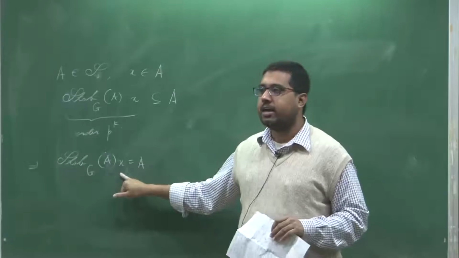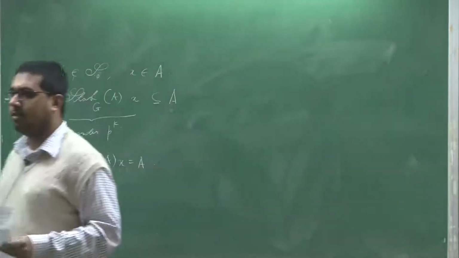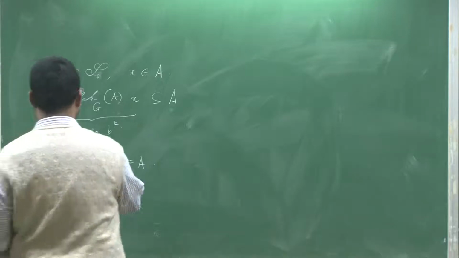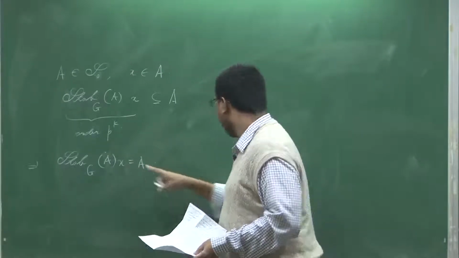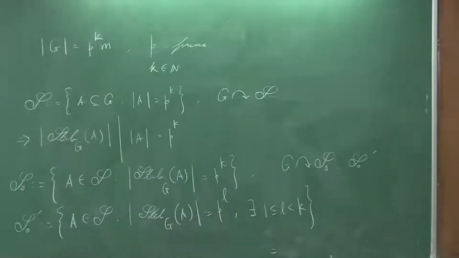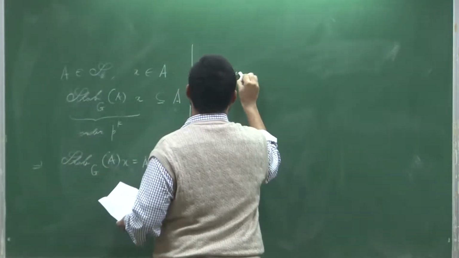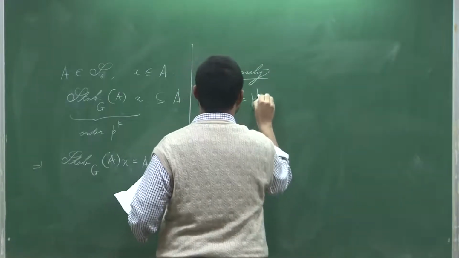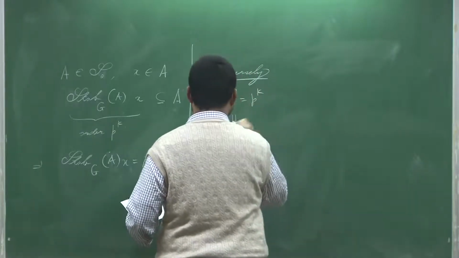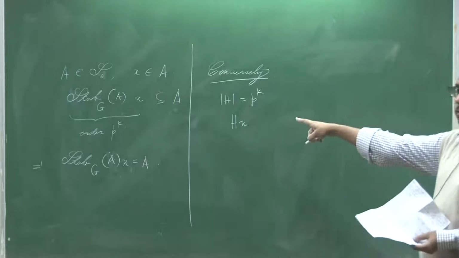That is all we have seen: if A is in S naught, then A must be a right coset of a subgroup of order p to the power k. Conversely, if H is a subgroup of order p to the power k, then this right coset Hx has also order p to the power k. We now check whether this belongs to S naught or not.